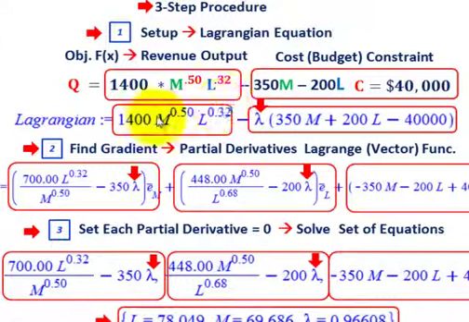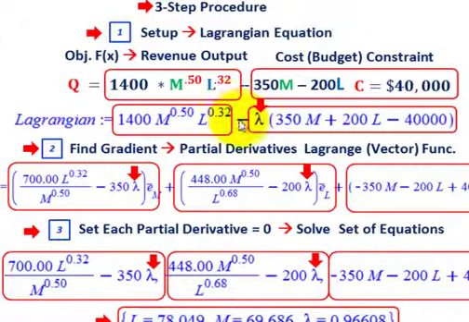So this is how you set up your Lagrangian. Just take your revenue or output units, and then subtract from it your cost or your budget constraint. In this case, this is where you add in that Lagrangian variable, this artificial variable lambda. And then remember, you're subtracting this budget or cost from our revenue portion.